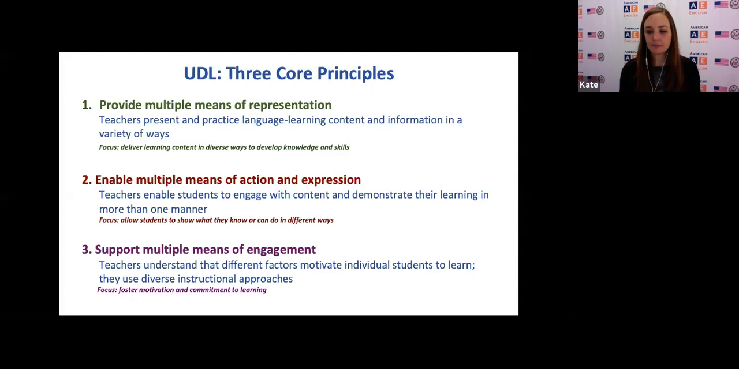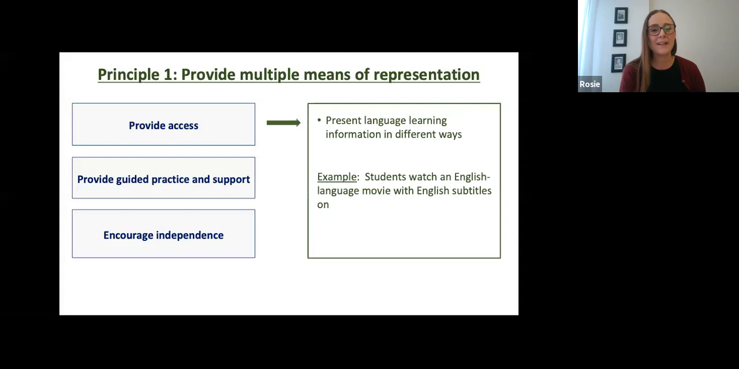Okay, so we're gonna start with number one. What was that principle again? So provide multiple means of representation. So I want you to notice that on the left, you're gonna see three boxes, right? And we're gonna start with providing access. So when we think about providing access, we need to think about how we're gonna present language learning information different ways. Now I'm giving you a very, very simple example with this one, but we're gonna go into a more detailed example in a second on the next slide.